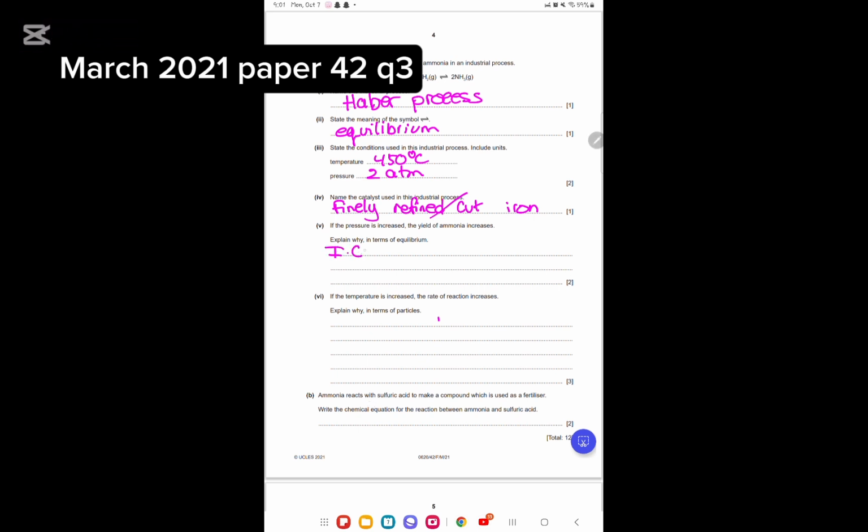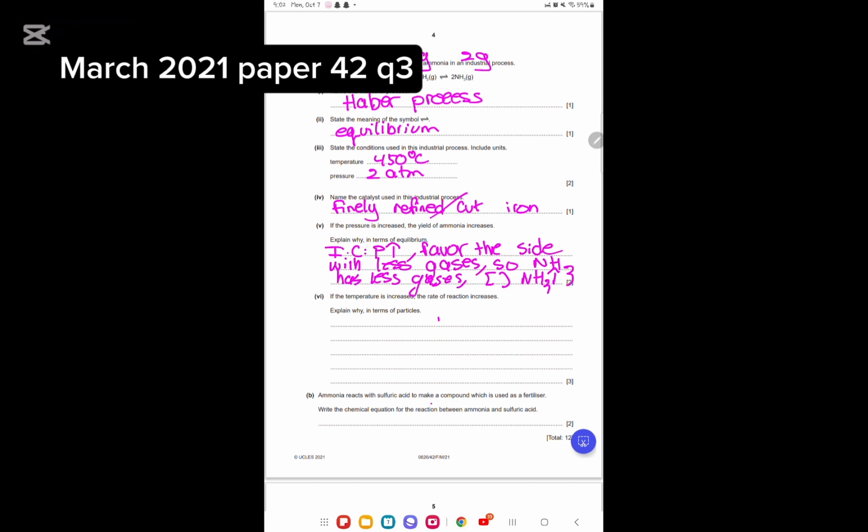Our imposed change is that the pressure increases. We have here 4 gases and 2 gases. So it will favor, I'm sorry for the background noise by the way, the side with fewer gases. NH3 has fewer gases, so the concentration of NH3 increases, so consequently the yield increases.